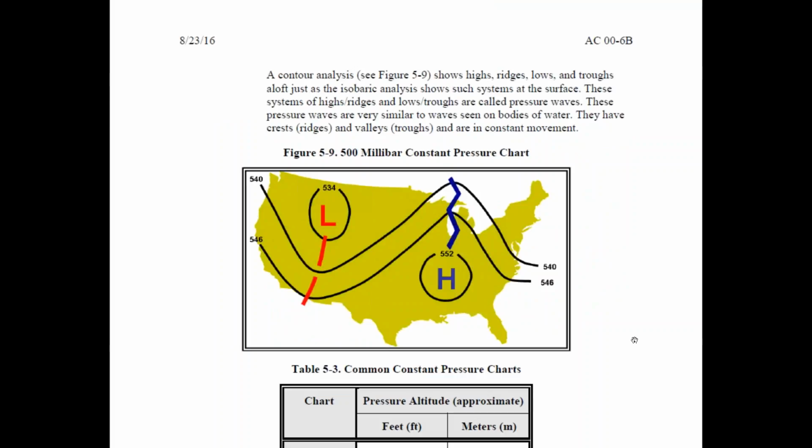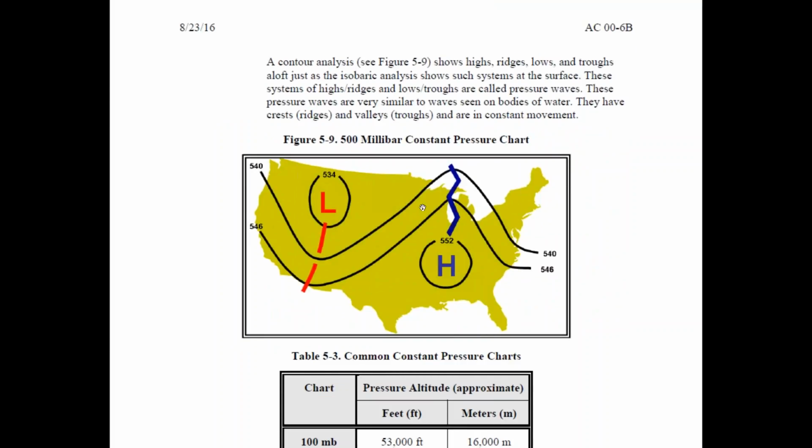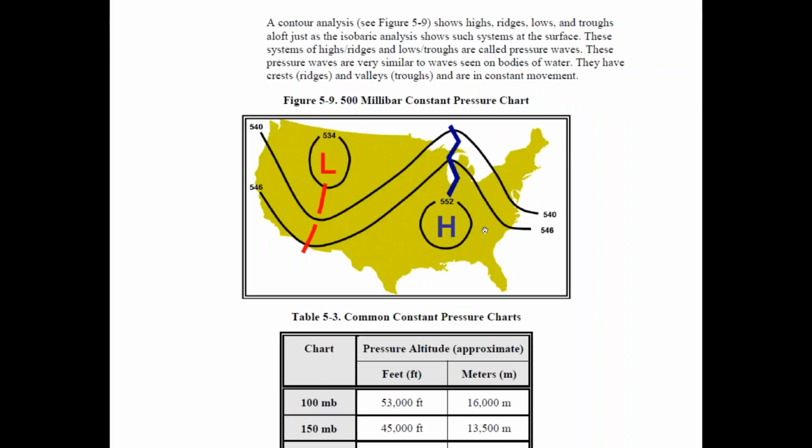So this one is just giving us an idea of the different levels. This is a 500 millibar constant pressure chart. The last one I looked at was a 1000 millibar constant pressure chart. It's showing you the different levels, and depending on what you're looking at, it will show more defined areas of lows and highs. That's basically all it's saying.